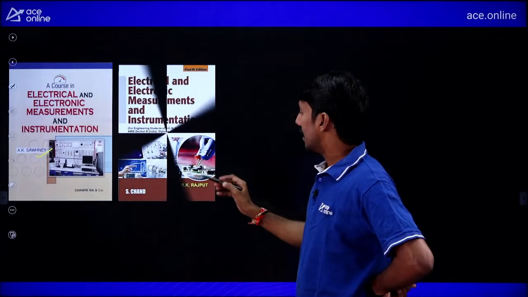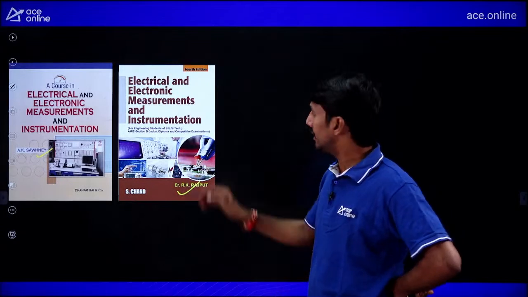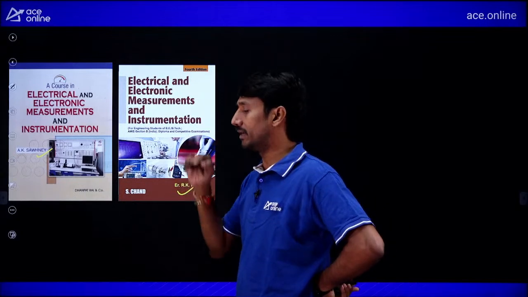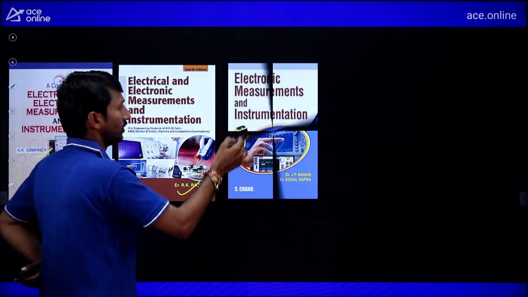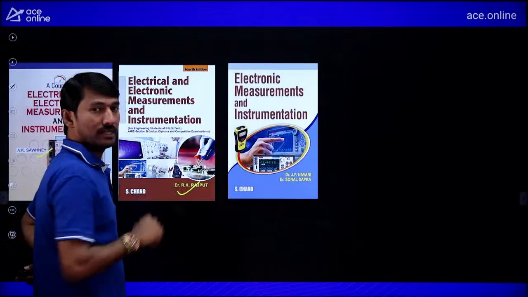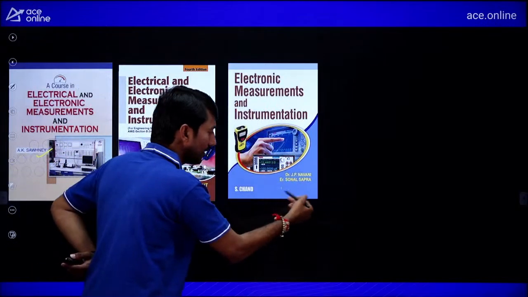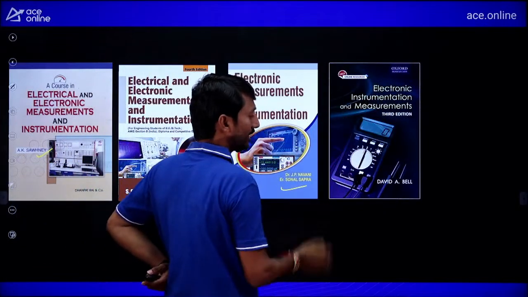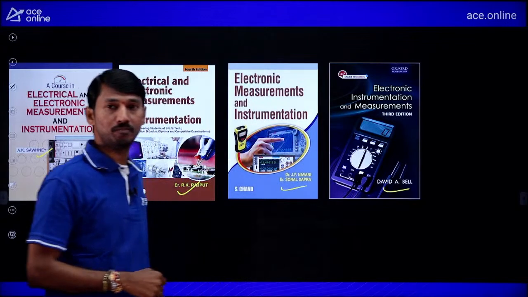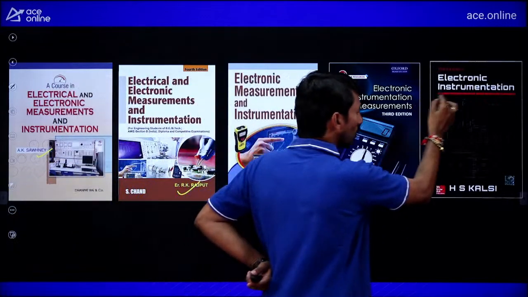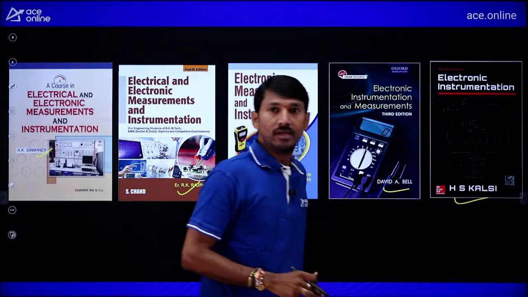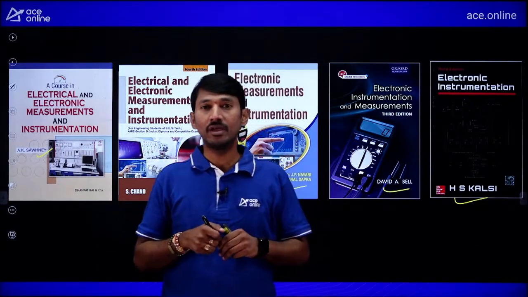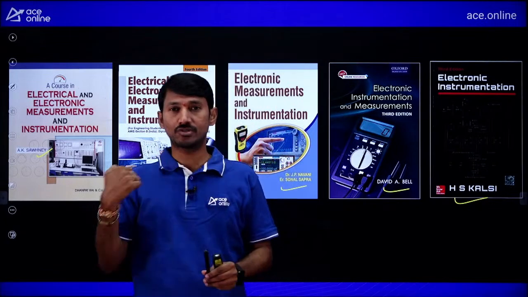Second book is Rajput. In this also all measurement topics are there: electrical, electronic and instrumentation. And next, electronic measurements and instrumentation by J.P. Navani and Sonal Sapra, and electronic instrumentation measurements by David A. Bell, and electronic instrumentation by H.S. Kelsey. See, I am showing different textbooks, or different reference books, I can say. If you have any one of these books, enough.